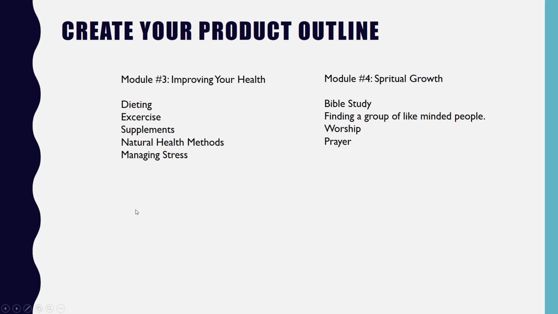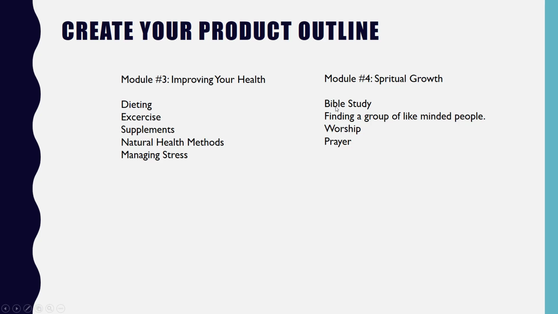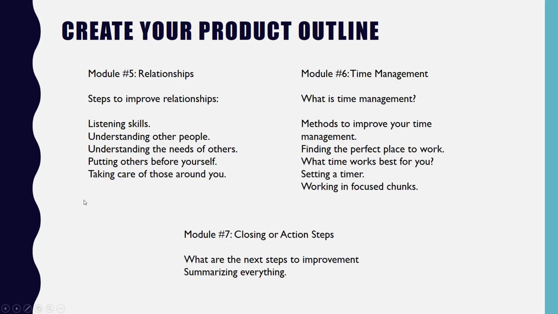Module 4, notice I did that. That was spiritual. So that's going to be the third piece that I'm talking about. So these are the 5 keys to improving yourself. Now my product here is about creating an info product, right? So I actually listed out in my first introduction the 15 topics that it takes and the steps it takes to create an info product, and that's the lessons that you guys are watching now. And so right here, module 4, I went over Bible study, finding a group of like-minded people, worship, and prayer. So I started outlining my product that way.